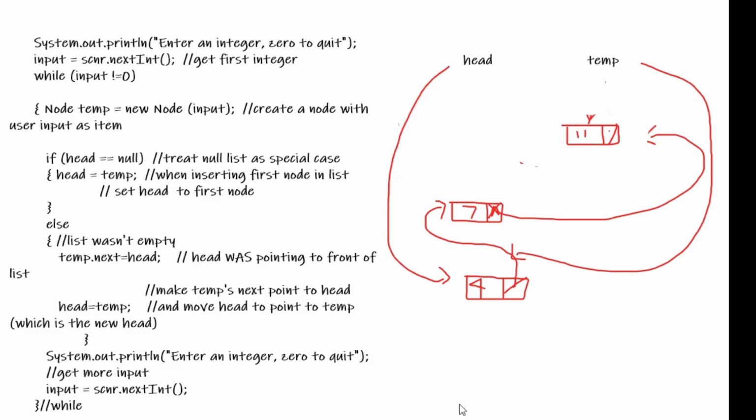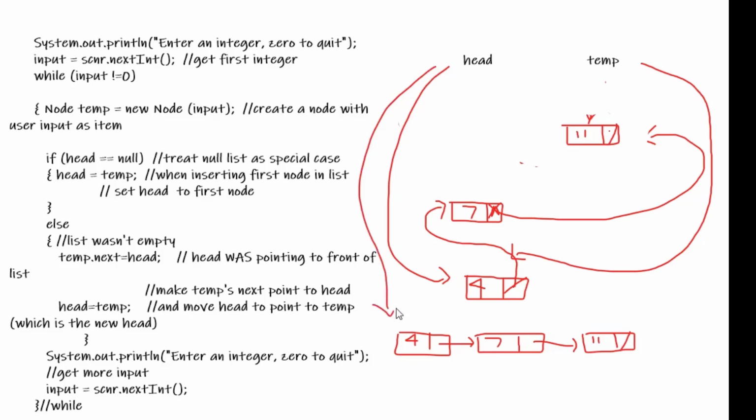Okay, so we have some sort of weird lines here, but let's try to make some sense of it. We've got head pointing to the one with the 4. The one with the 4 points to the one with the 7. The one with the 7 points to the one with the 11, which is the end, because that's a null. And I had head pointing to the beginning. So this is what I've got.